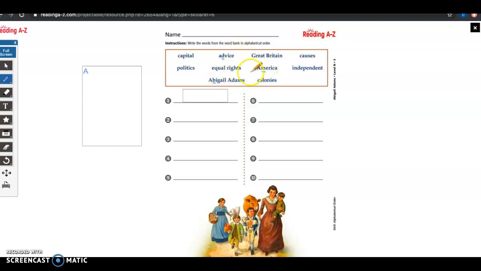So looking at these three words, I know that B is the next letter in the alphabet. B comes before D and B comes before M. So that means my first word is going to be Abigail Adams.